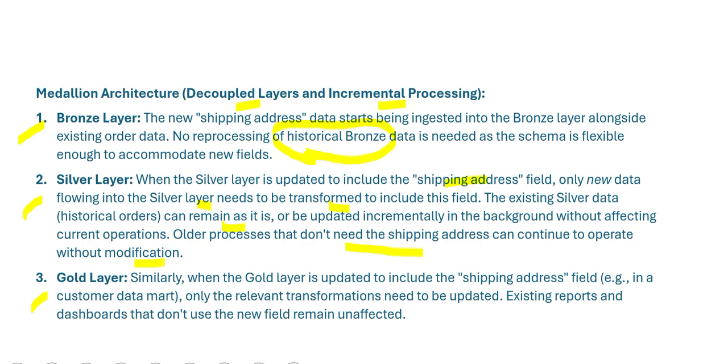Gold layer. Now when in gold layer you bring shipping address, that means it can be a data mart. So only relevant transformations you have to update. Existing reports and dashboards don't use the new field, they remain unaffected. Okay, so that is decoupling.